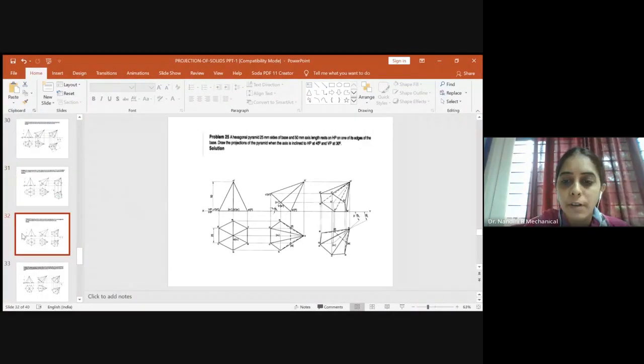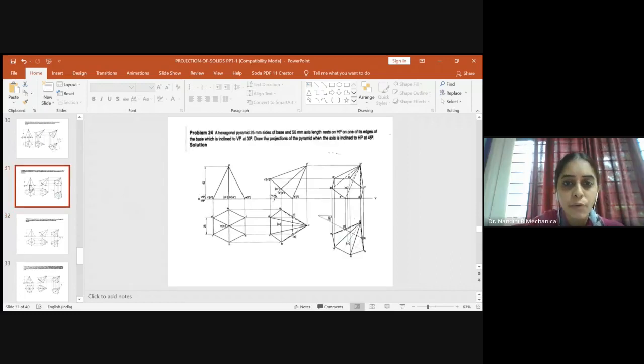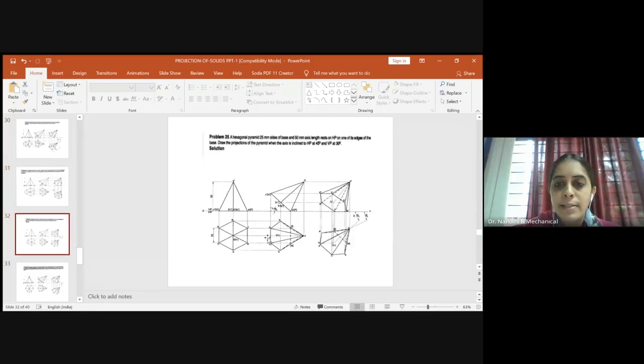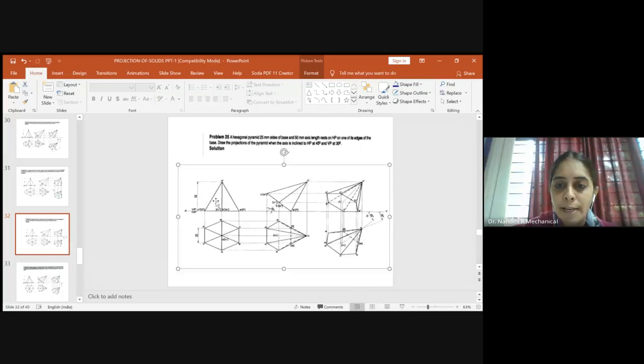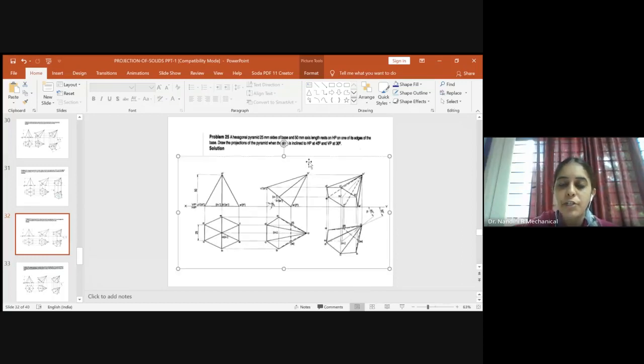Okay, so now this was a regular problem on hexagonal pyramid. Similarly, we have the same problem, same dimensions, the only thing is that the axis is inclined here, and as a result we have to determine the apparent angle. So here I will just be showing you the apparent angle construction. The remaining first and second stages are the same.